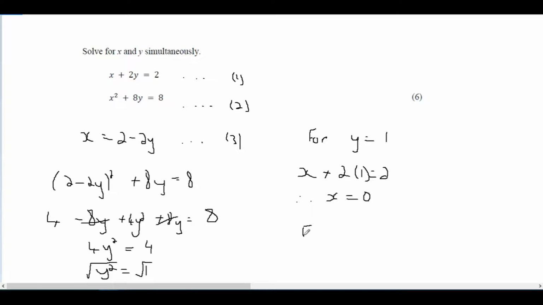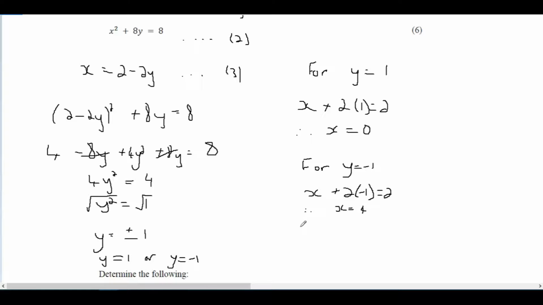And then we do the same for our second value of y, therefore for y = -1, we do x + 2(-1) = 2, therefore x = 4. Alright, that will get you 6 marks. Don't forget to write your answers as if our x value is 4 and then our y value is -1, and if our x value is 0, our y value is 1.